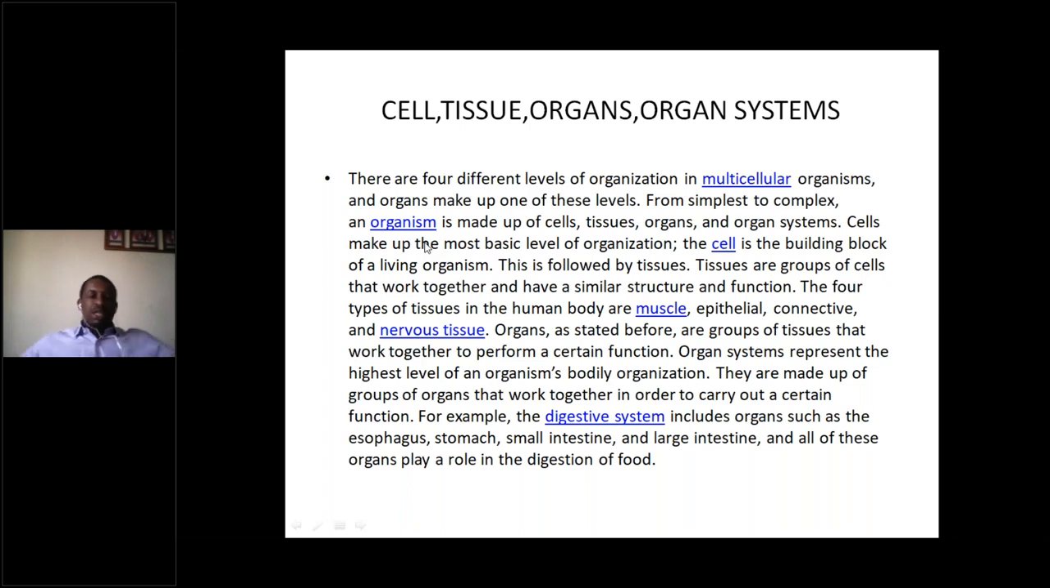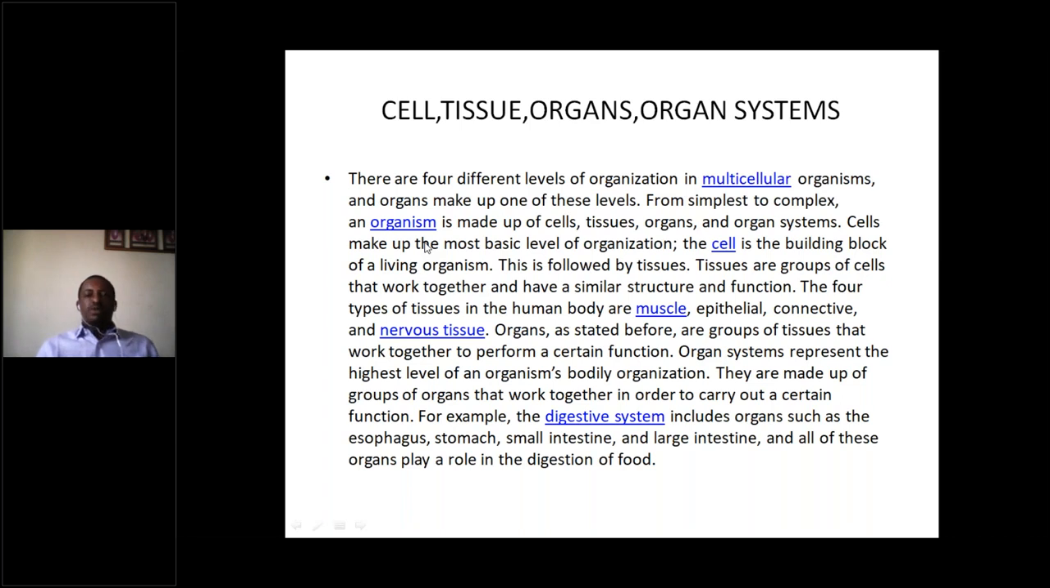After the cell, a coalition of cells will now give us what we have called the tissue. So when different cells work together, they have similar structure, similar function. In the human body, tissues like the muscle is a tissue, epithelial tissue, you have the connective tissue, you have the nervous tissue. These are different tissues. So when these tissues all harness and work together, they will give rise to an organ.